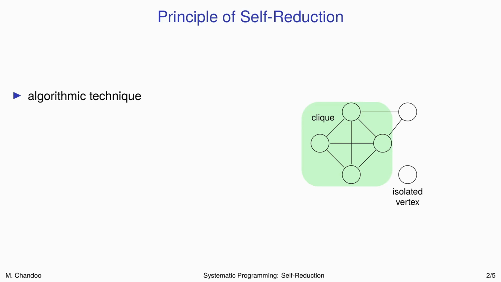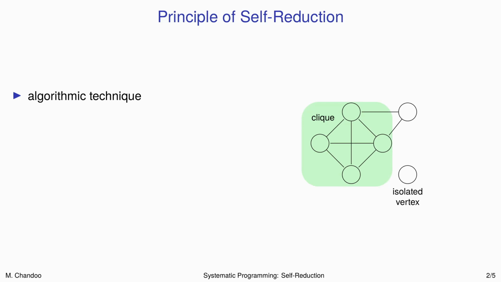We are given a graph and want to know if it contains a set of, let's say, at least 20 vertices, which are pairwise adjacent. When we look at the graph, we might see that it contains an isolated vertex. An isolated vertex is one that is not adjacent to any other vertex. If we see such a vertex, we can remove it, because it cannot be part of a clique.